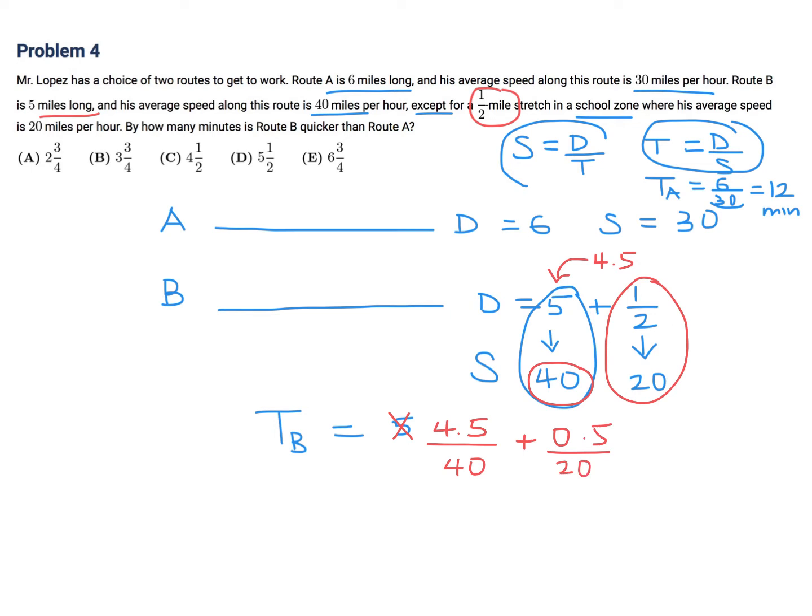So now we can do this. This looks like 4.5 over 40, and I know I'm using fractions with decimals, which is not the best way, but that's okay. Getting a common denominator, the half mile at 20 is 1 over 40. So this looks like 5.5 over 40, and this is in hours. If you convert this to minutes, it will be, I believe, 8.25 minutes. So they're basically asking, how many minutes is Route B quicker than Route A? You compare 8.25 to 12, and that's a difference of 3.75 minutes. So 3.75 would be choice B for number 4.